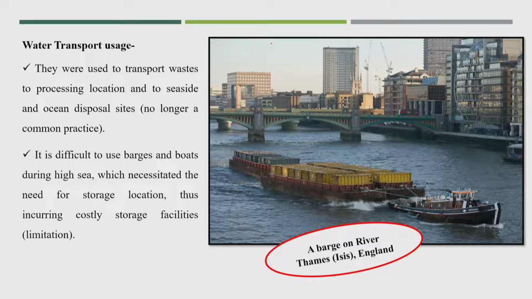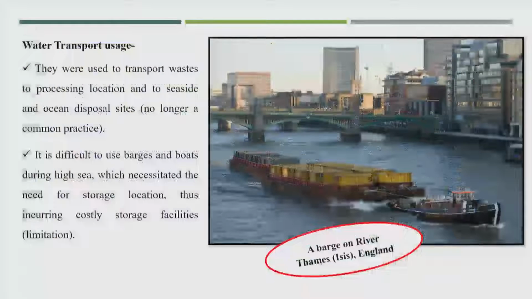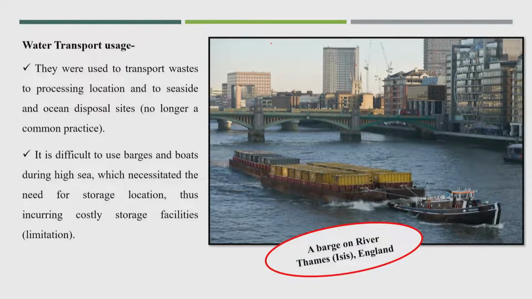This was one point, that it is difficult to use a barge or boat during high sea. That was one important issue in water transport. Even in river water transportation, it can sometimes be very difficult if there is a lot of rainfall. In that case it will be very difficult.